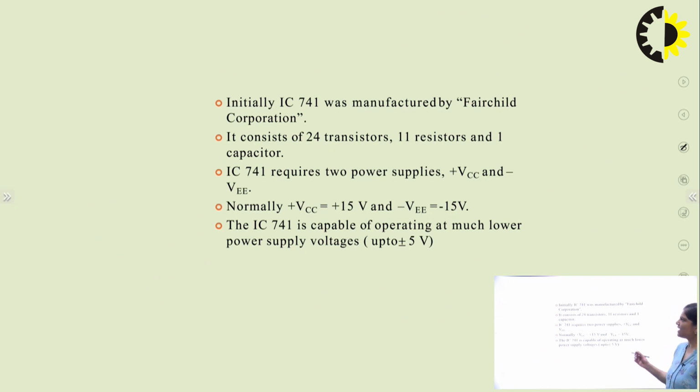Now initially IC 741 was manufactured by Fairchild Corporation. In the internal structure of the 741 operational amplifier, how many transistors are there? 24 transistors, 11 resistors and 1 capacitor, which is used as a frequency compensator. Now the 741 IC requires 2 power supplies, plus VCC and minus VEE. Plus VCC has a value of plus 15 volt and minus VEE has a value of minus 15 volt. Now this 741 IC is capable of operating at much lower power supply, that is up to plus minus 5 volt.